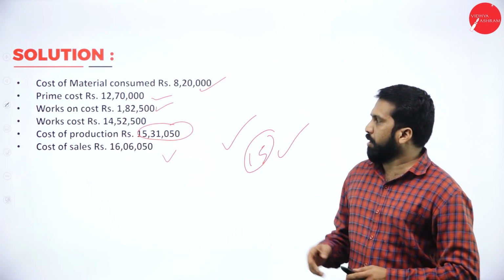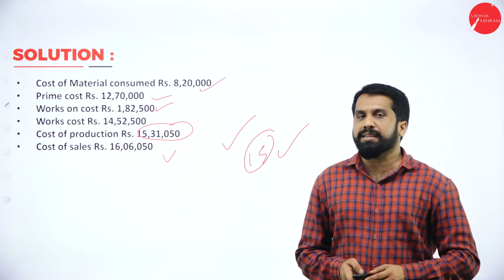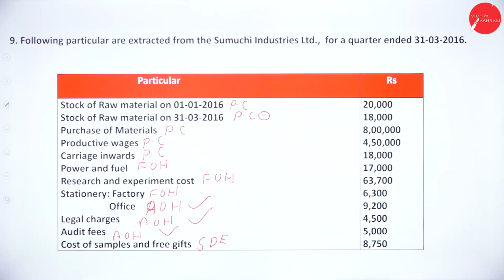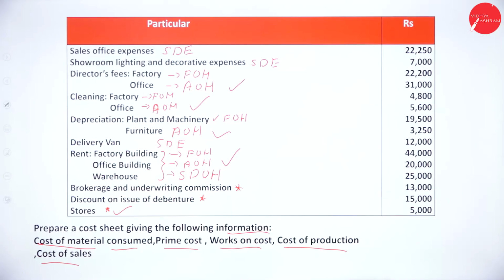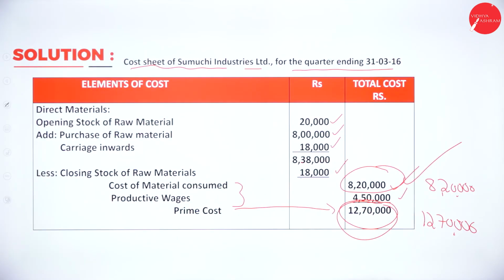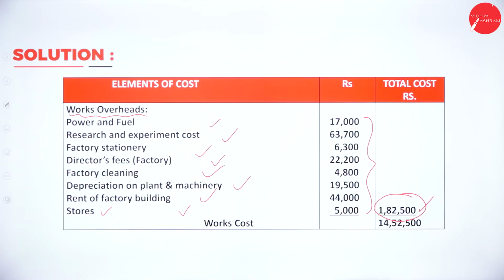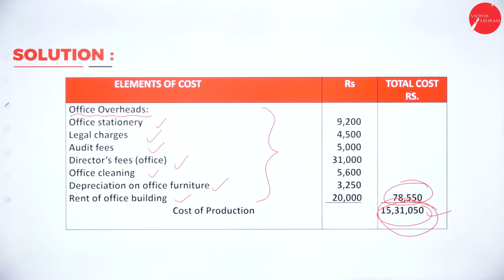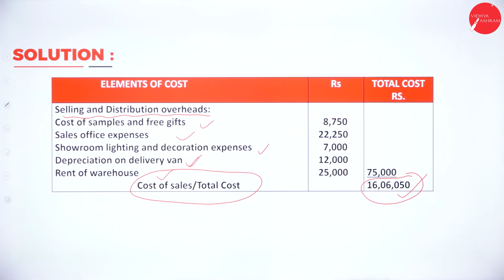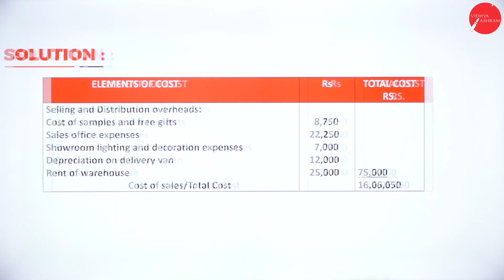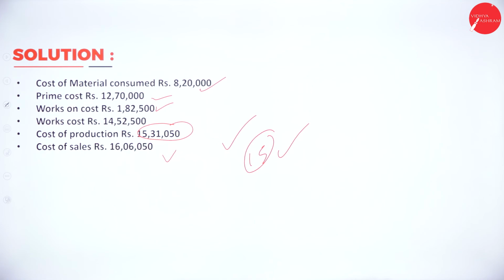Now, I'll go back to your previous page so that you can take a screenshot. This will be your problem number 9. And this is the first part of your question. This is the second part of your question. There is a solution, first part up to prime cost. There is a solution up to work cost. Solution up to cost of production. Solution up to cost of sales. This is a summary of your complete solution.